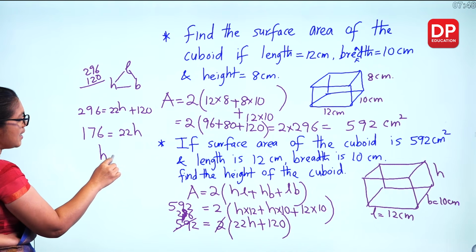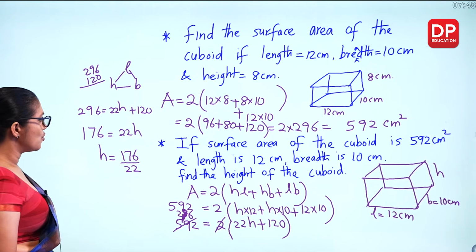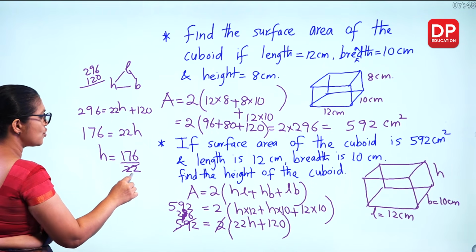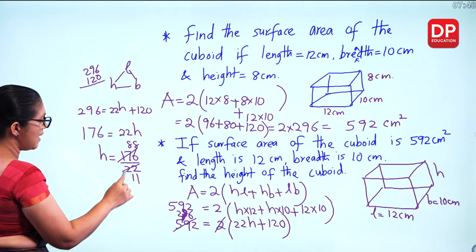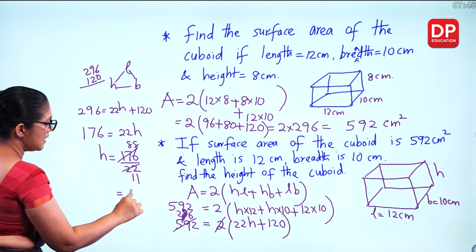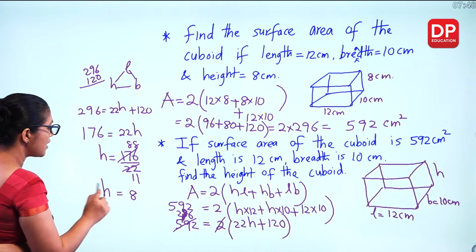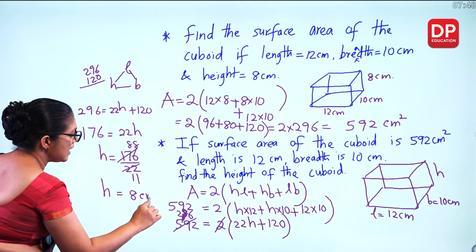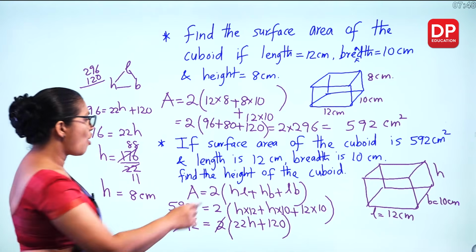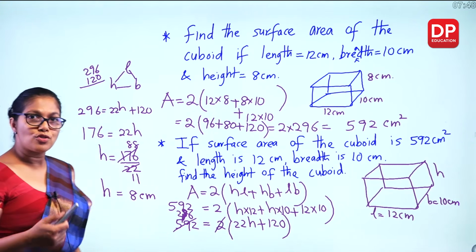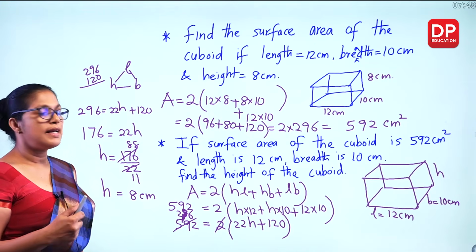So how can we find H? 176 divided by 22. So here you can divide by 2. So 11 times 8 is 88. So here, what's the height of the cuboid? 8 centimeters. So if you can remember the formula, it's easy to find the surface area or unknown lengths.